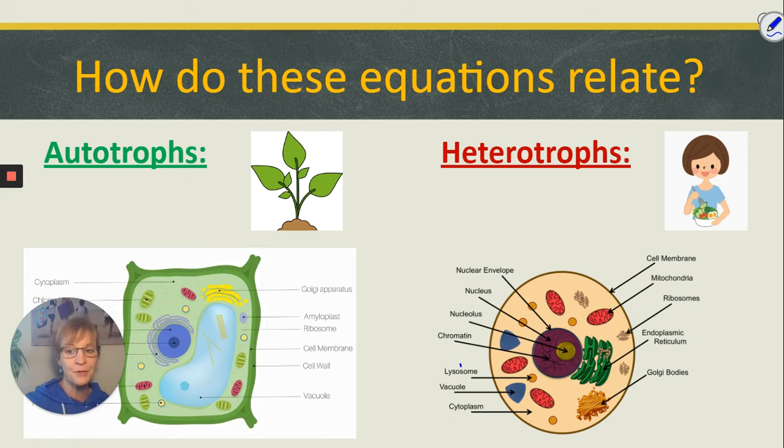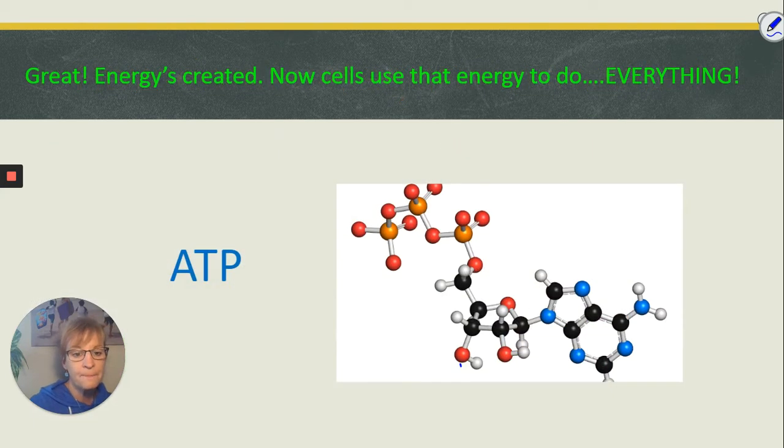Heterotrophs. You are a heterotroph. You have to take in your own food. You have to eat. Just like fungi. Remember we talked about fungi. Those are also heterotrophs. They have to take in food from their environment. They cannot photosynthesize. So there is a big difference between an autotroph and a heterotroph. Biggest thing to come out of this is ATP. And ATP is the energy that your cells need to do absolutely anything that they do.